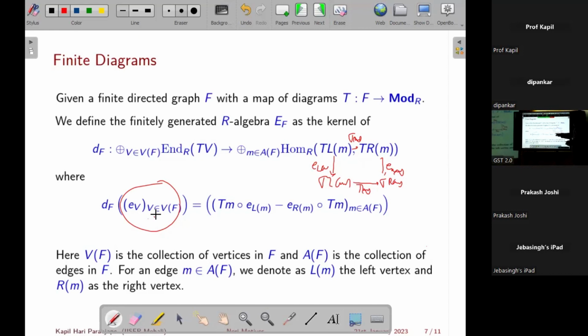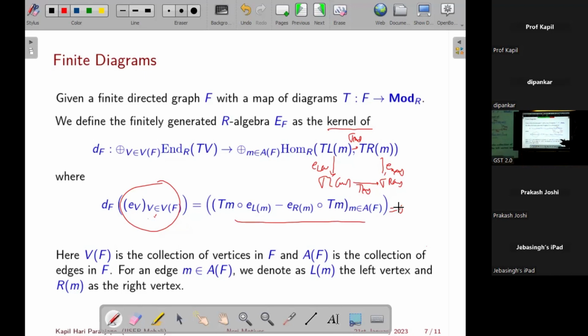So that's what this says, because I'm going to take the kernel of DF. That means this minus this should be 0, so that requires that this diagram commutes. So it's a fancy way of saying that I'm going to look at endomorphisms associated with each vertex, and only those endomorphisms such that for every edge, the corresponding diagrams commute. So I've reduced, in some sense, the endomorphisms.